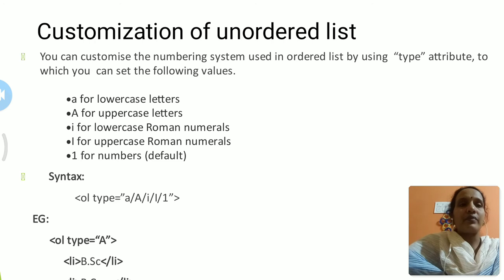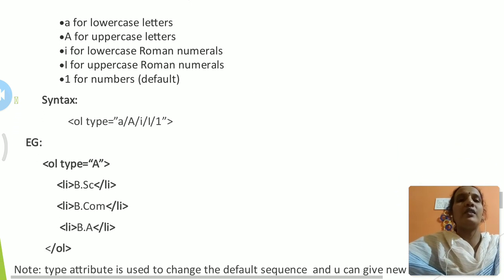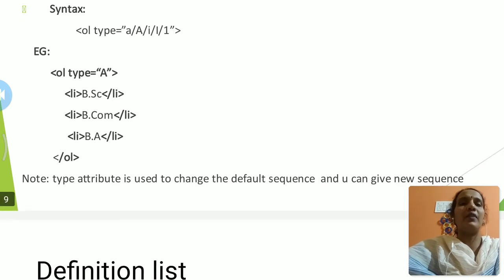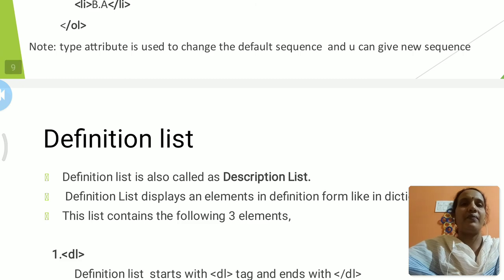Understood? In case of unordered list, you need to give the bullet, what bullet you want to follow. In case of ordered list, you need to give the first character of the sequence which you want to follow. Okay. You can see the example program. Here, what sequence have I followed? Capital A. Understood? It means BSc, BCom for all the list items. First BSc you will get capital A, BCom you will get capital B, and BA you will get capital C.